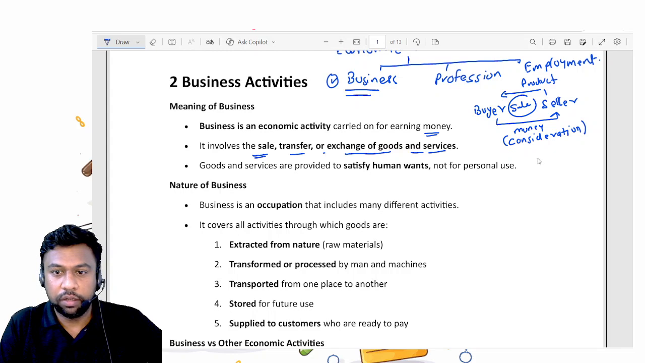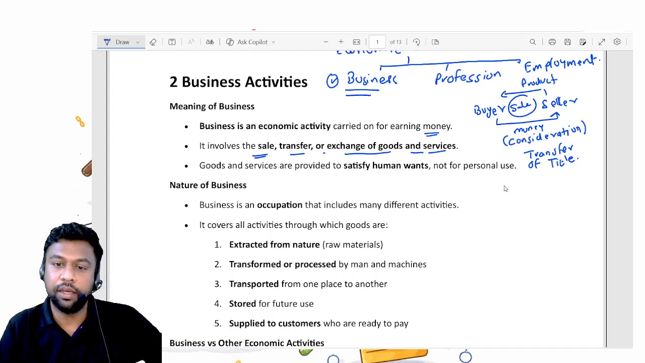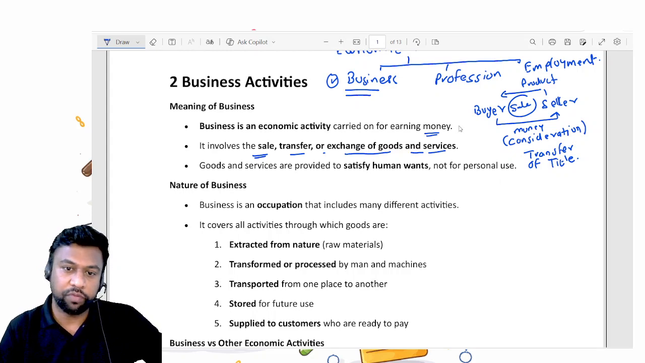Transfer is basically transferring the title of the good. Transfer of title means you are giving up the ownership and the buyer is becoming the owner of the goods that he has purchased.